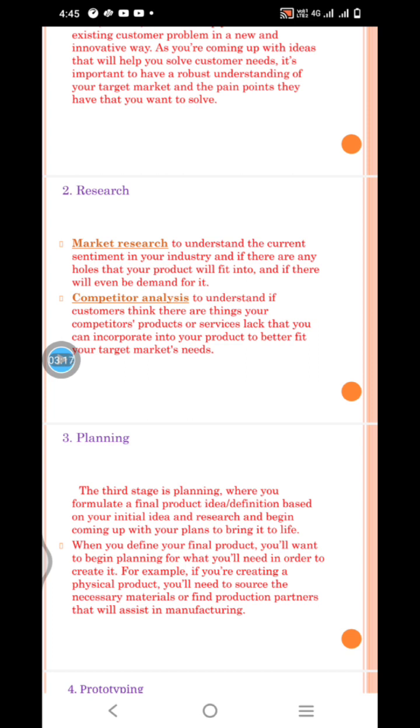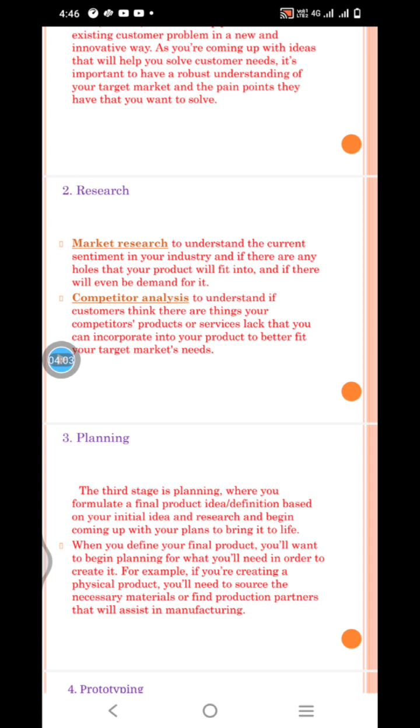And number 2, competitor analysis. Competitor analysis is to understand if customers think there are things your competitors' products or services lack that you can incorporate into your product to better fit your target market needs. During this stage, you can also get early feedback from customers about what they think of your ideas before coming up with a final definition for your product. One of the best ways to get this feedback is through surveys.